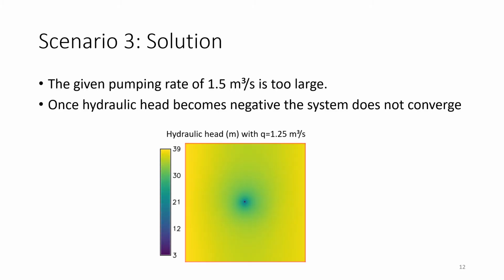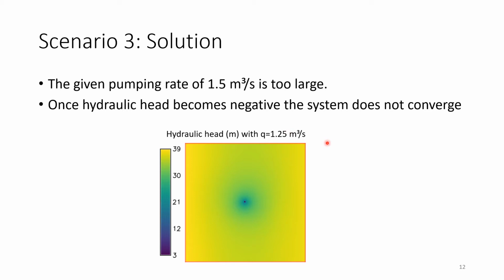The point here was that the given pumping rate of 1.5 cubic meters per second, you have to think about it, that is massive. This is just massive, okay? You convert it to liters to see how much water per second you're supposed to pump here. This is crazy. With 1.5 cubic meters per second, you would just empty your aquifer.